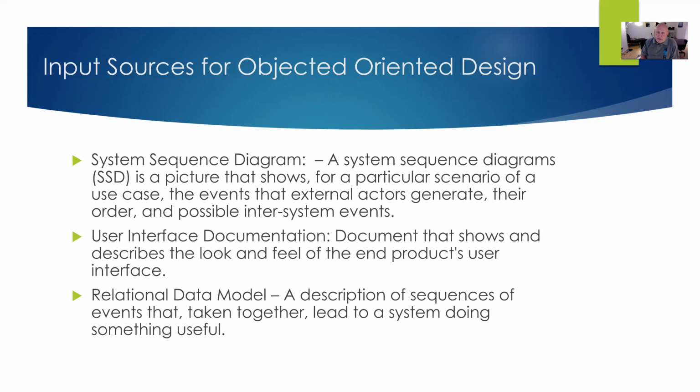Another input source for object-oriented design is the system sequence diagram. It's a picture that shows a particular scenario of a use case, the events that external actors generate, their order, and possible inter-system events. What is user interface documentation? Well, it's basically documentation that shows and describes the look and feel of the end product's user interface. And then you have another input source, which is called your relational data model. It's basically a description of sequences of events that, taken together, lead to a system doing something useful.